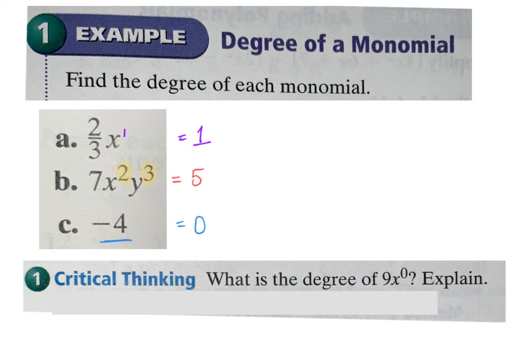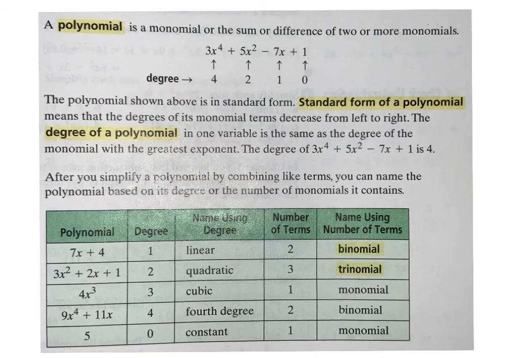All right, let's look at naming them. So a polynomial, so poly meaning many, is a monomial or the sum or difference of two or more monomials. So polynomial is just a term used when you put several monomials together by addition or subtraction. And they have given you this example here, 3x to the 4th plus 5x squared minus 7x plus 1. Each individual monomial has its own degree. 3x to the 4th has a degree of 4. 5x squared has a degree of 2. 7x, degree of 1. And 1 has a degree of 0.